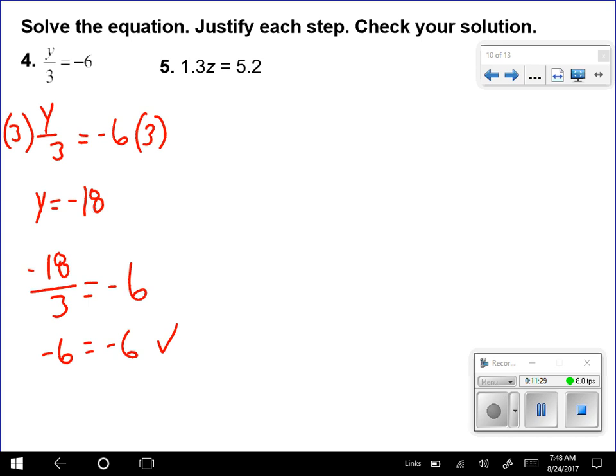Alright, so you're going to try 5 on your own here. Make sure you check your solution. When you're done with that, come show me your notes. I want to look at them. I want to make sure that you're taking good notes, and then I will tell you the homework at that point.